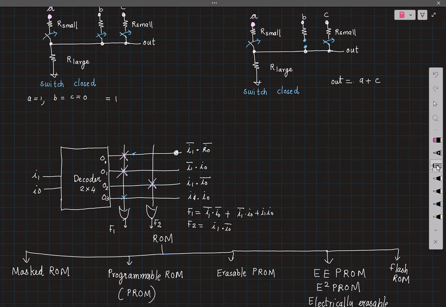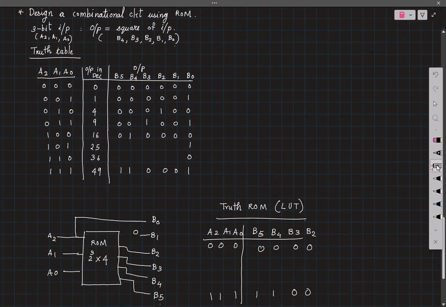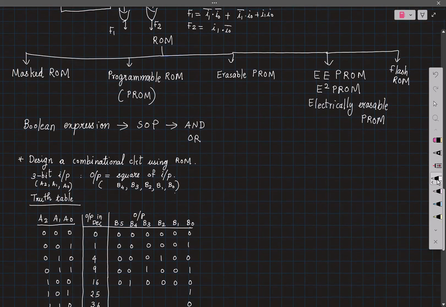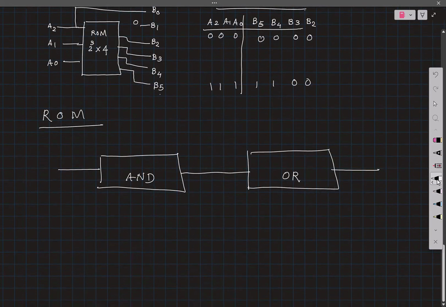Which means if you give I1 and I0 as input, you know that you are going to get 4 minterms at the output. So for the AND gates, there is no programmability. You are calculating all possible minterms, but at the OR gate side, you have some programmability. So your AND gates are a fixed array, just implemented using a decoder, whereas your OR gate inputs are now programmable.